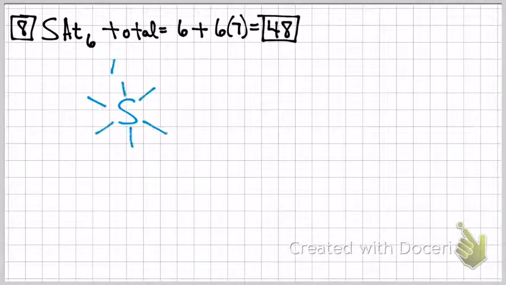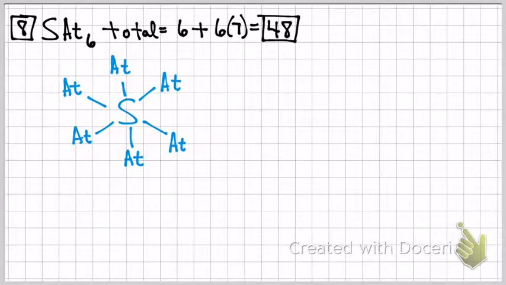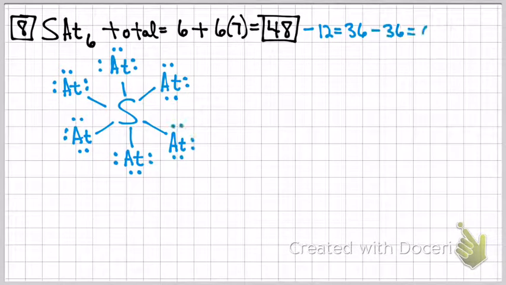Let's go ahead and draw in our 6 bonds with the astatines. Obviously, 2 electrons each. That's going to be 12 valence electrons used up, leaving 36 left over. We can quickly see that each astatine needs 6 more, so that takes up the remaining 36 valence electrons. I've used up all of the available valence electrons. There are none left. But I notice something unusual. I look at my central atom, sulfur, and I notice that it has actually 12 valence electrons. We haven't encountered anything like this before.